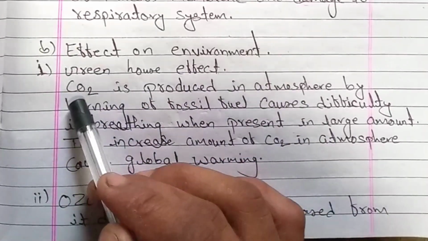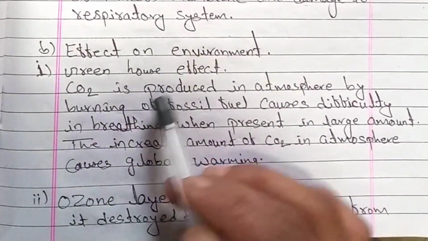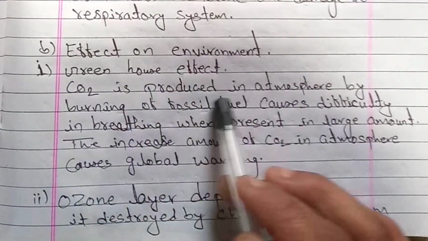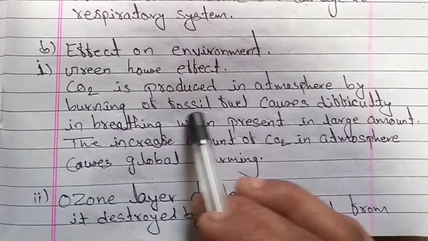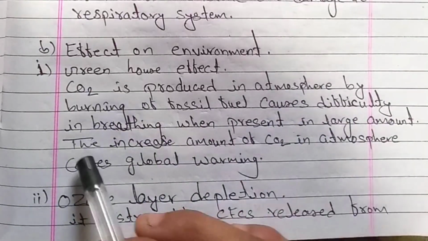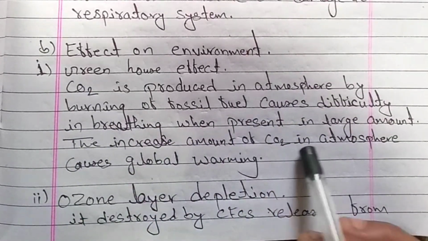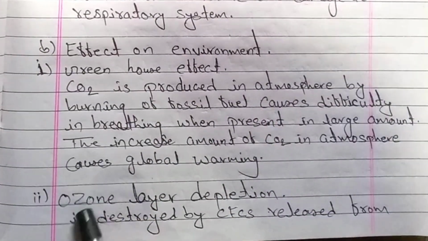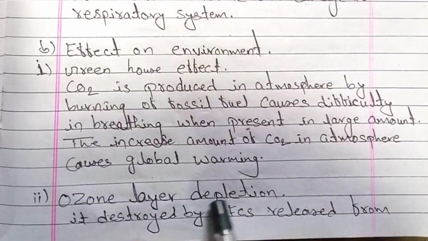Answer: short note on greenhouse effect. CO2 is produced in the atmosphere by burning of fossil fuel, and causes difficulty in breathing when present in large amounts. The increased amount of CO2 in the atmosphere causes global warming. Point number 2, ozone layer depletion.